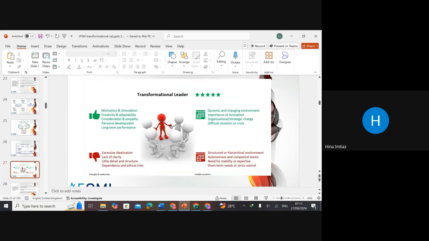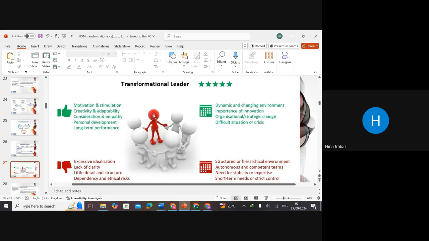Okay, moving towards the next one. This is the transformational change. If you focus on this picture, the leader is presented in red color, and all the other team members are presented in white color. It means a leader is the hero. A leader is the main person who can bring the transformational change, the person who is responsible for delivering the transformational change.